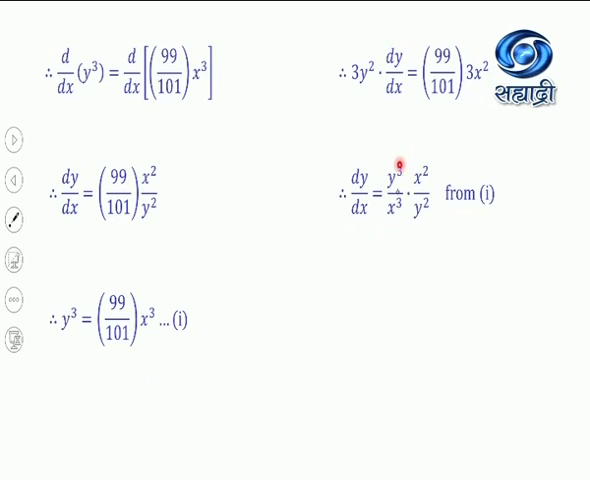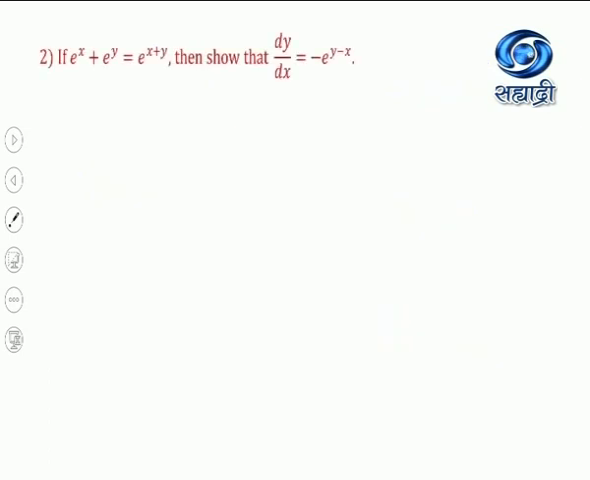And now, cancel out y square from numerator and denominator, also x square from numerator and denominator. Then what do we get? We get our final answer as y upon x. Now, this is our final answer. And now, we will continue with the next example number 2.